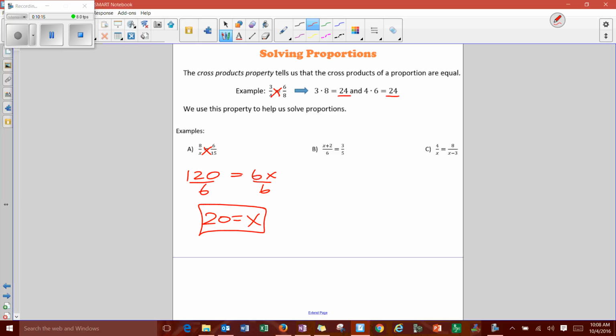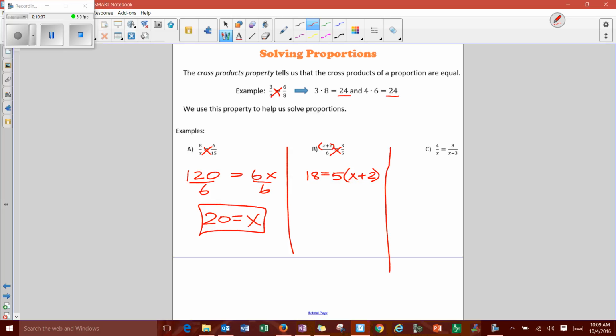All right, now this is the tricky one. I have to cross multiply. 6 times 3 gives me 18, I know that. But now I have to multiply 5 times x plus 2. Well, you have to make sure you multiply by the entire numerator in this case. So you would multiply 5 and then in parentheses x plus 2.